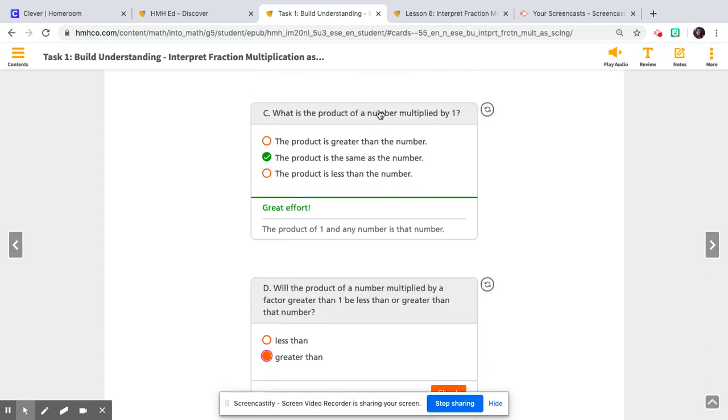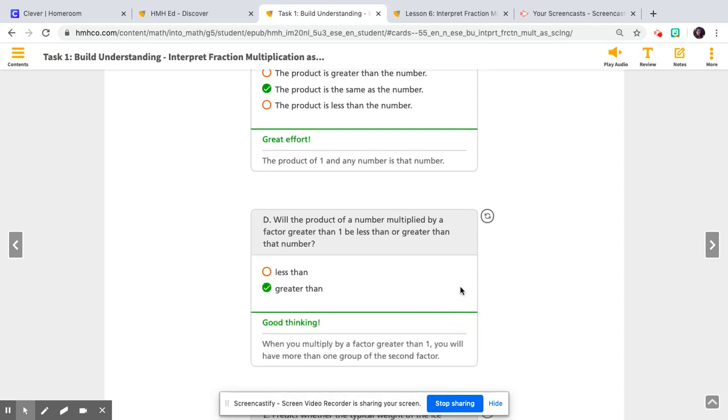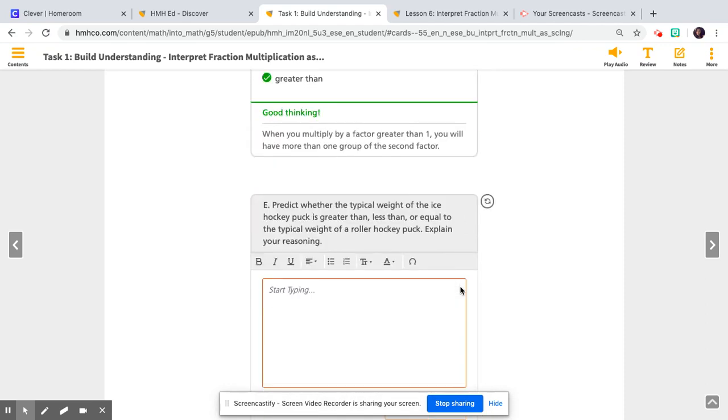Think about that 5 times 1 that I just gave. 5 times 1 stays as 5. When I start multiplying 5 times 2, that's 10. 5 times 10, that's 50. The greater my multiplier gets, the greater my answer gets. And there we go, that's true.